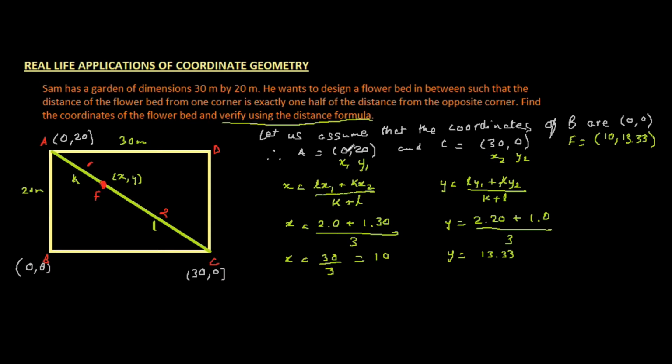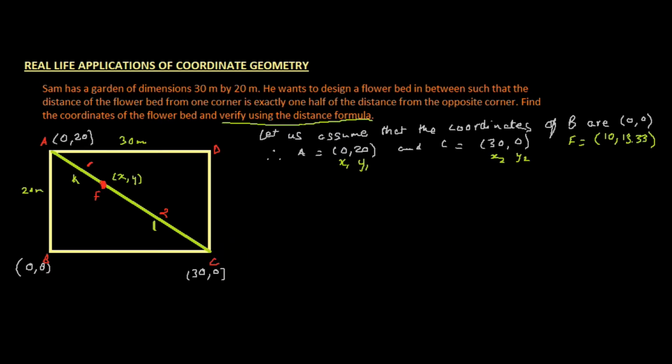Now the next part of the question says to verify using the distance formula. That means we have to apply the distance formula now and check whether the distance from point A to F is exactly one half the distance from point F to C or not. First of all, let us find the distance between A and F. So we are looking at the point A now and F. So if this is x1 and y1, let me take this as x2 and y2.